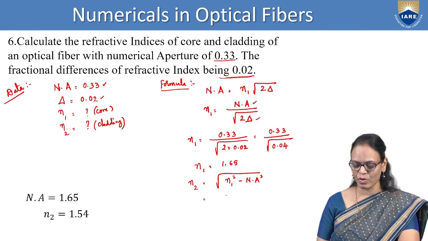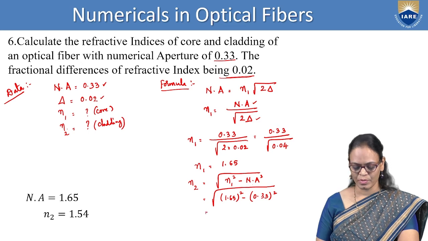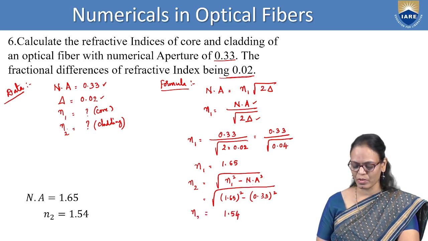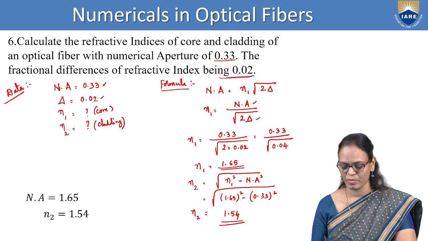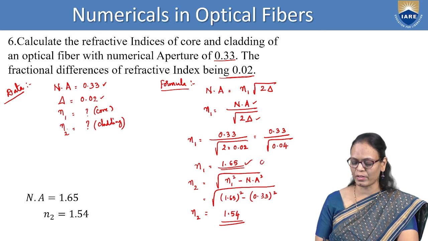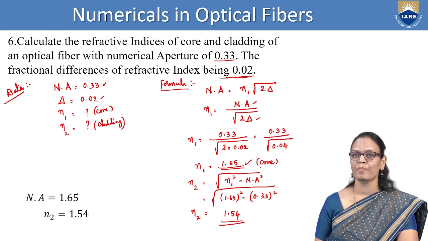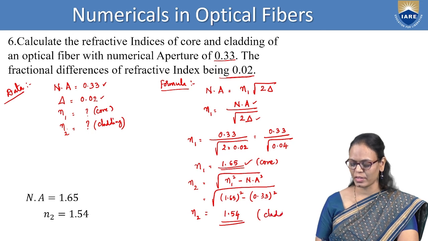So what is the value of N1 we got? 1.65 square and NA is given as 0.33 under root. So this gives us 1.5. So N2 is equal to 1.5. N1 is equal to 1.65. So this is N1, the refractive index of the core, and this is N2, the refractive index of the clad.